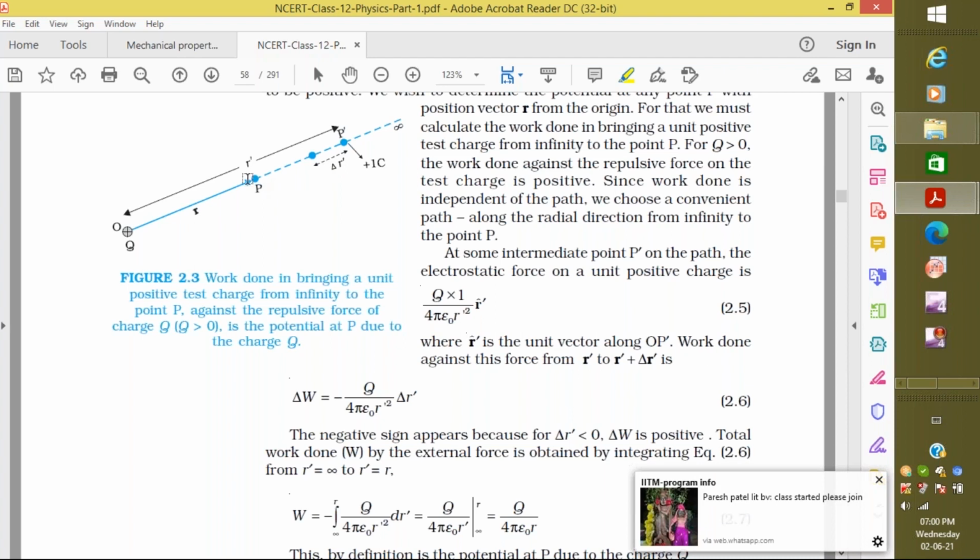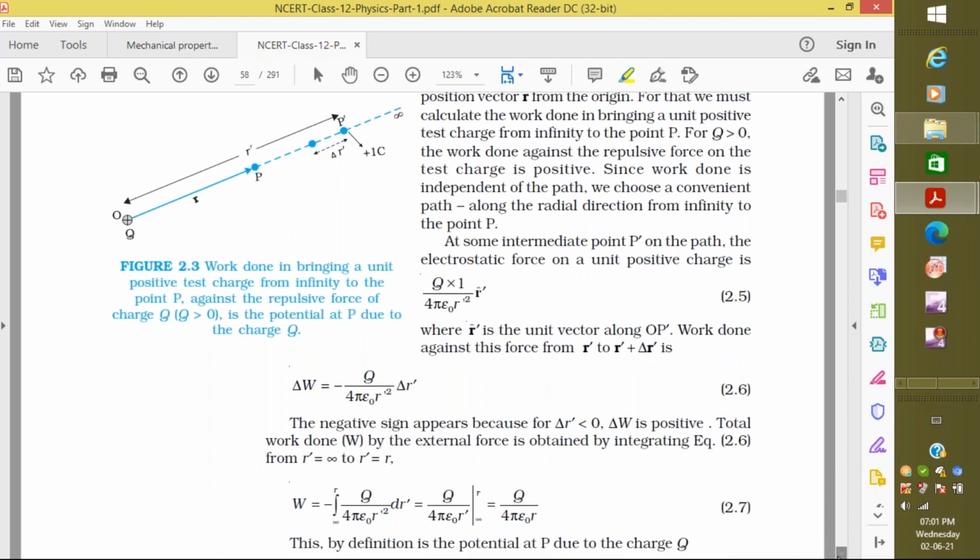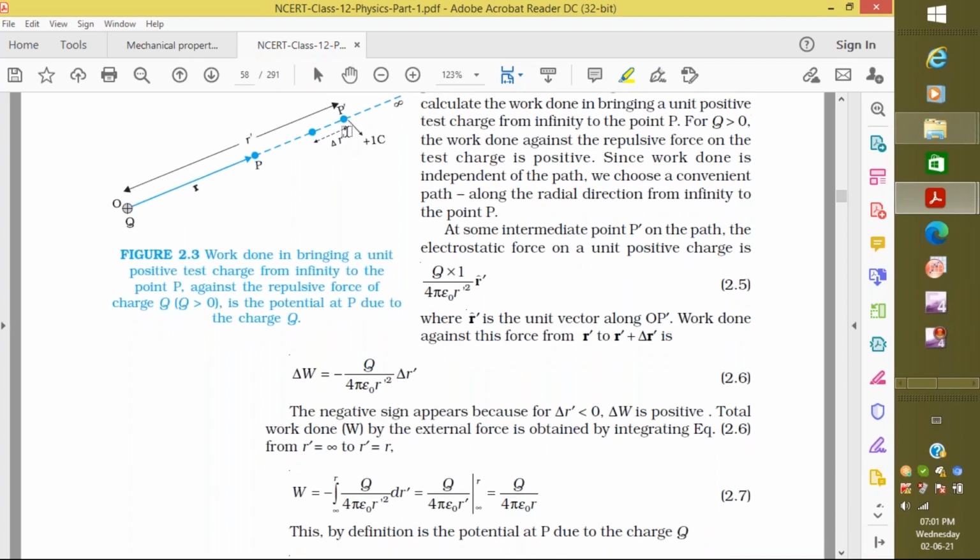Now we have to calculate the work done, right? To calculate the work done, we have to first find the force and the displacement, then multiply. So what is the force? We have to see how much field is created by this charge Q at this particular point P prime, in the beginning. The distance from Q to P prime is r prime. So what is the field created? Q by 4 pi epsilon naught r prime square.